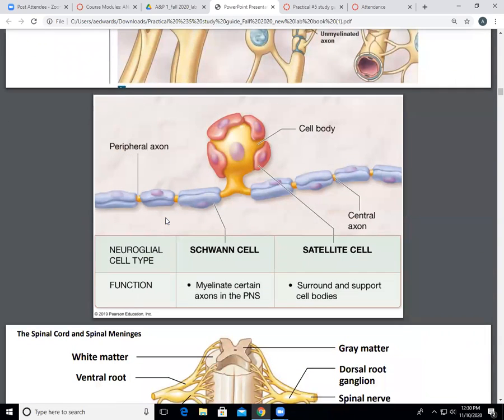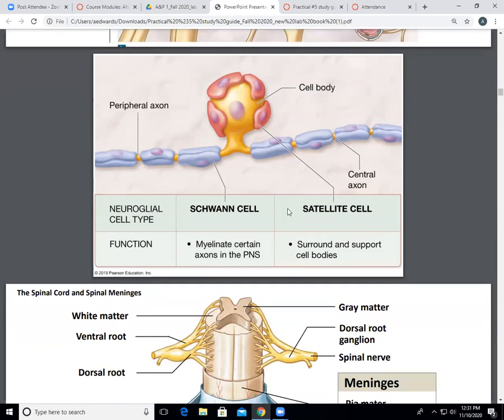More on cell types. In the peripheral nervous system, the other neuroglial cells I showed you were mostly central nervous system. These are peripheral nervous system. So you have the Schwann cells and the satellite cells. Schwann cells myelinate axons in the peripheral nervous system. Anybody remember what neuroglial cell myelinates axons in the central nervous system? Yes, the oligodendrocytes. And they also have satellite cells that surround the neuron cell bodies, okay?